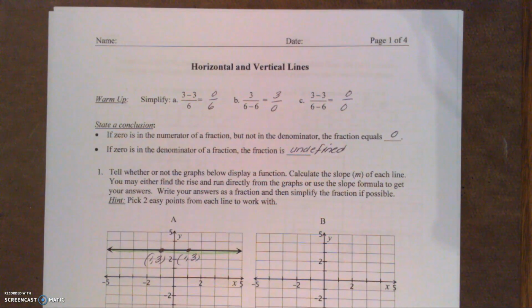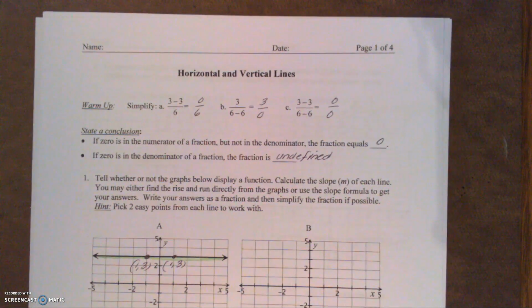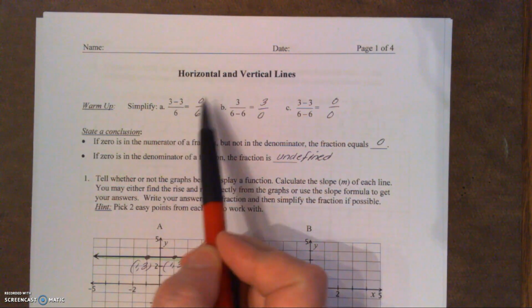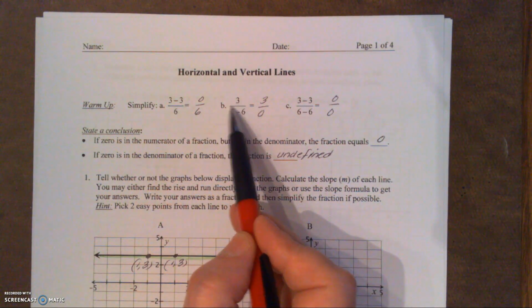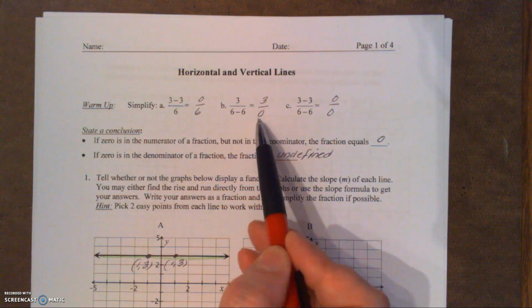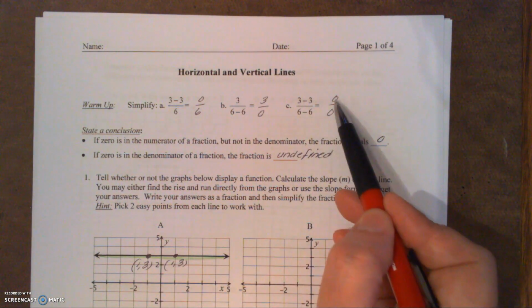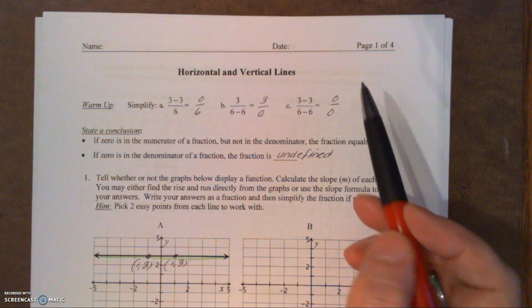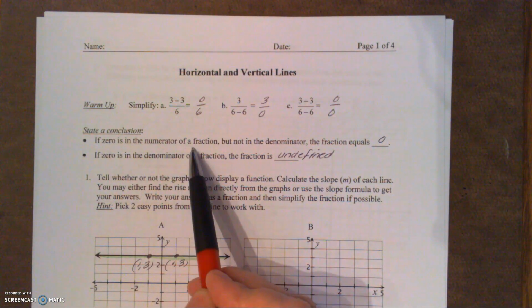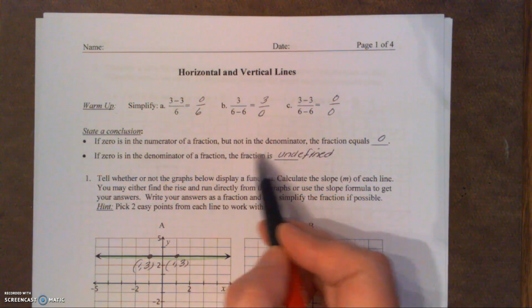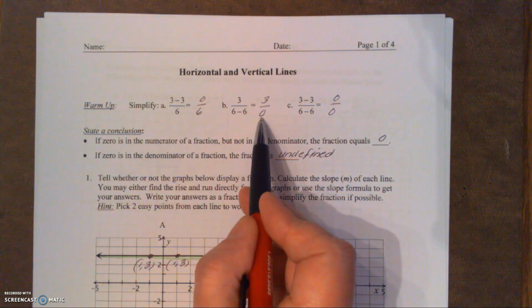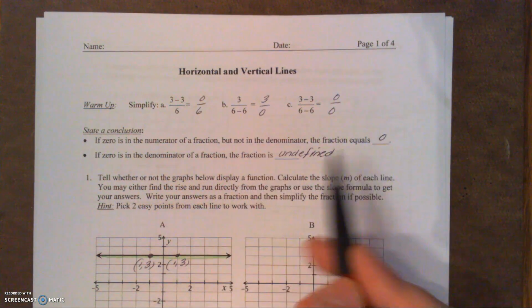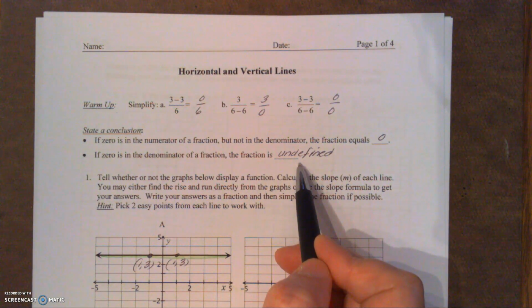Okay, we're going to go over this answer key on the horizontal and vertical lines. We know that 3 minus 3 is 0, so 0 over 6. We know 3 divided by 6 minus 6 is 3 over 0. 3 minus 3 is 0, and 6 minus 6 is 0. If 0 is in the numerator, the top part of the fraction, but not in the denominator, the fraction equals 0. If the 0 is in the denominator of a fraction, the fraction is undefined. Those are two things you're going to have to know.